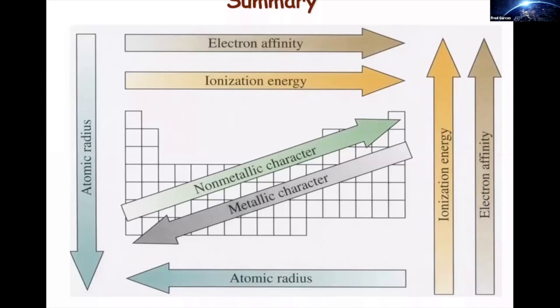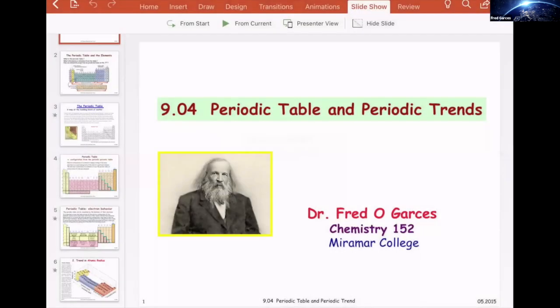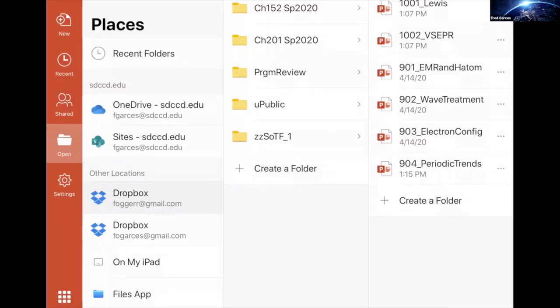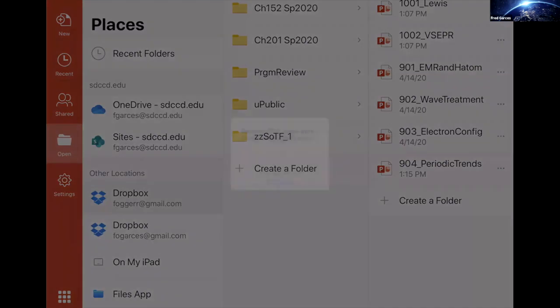Here's another summary of the periodic table. Let me change slides and go to our next topic. Okay. And that would be 10.01 Lewis structure.